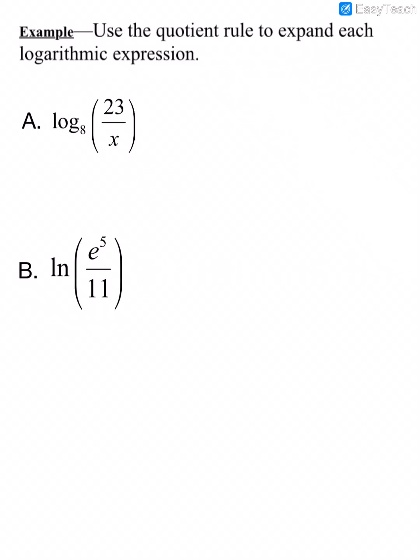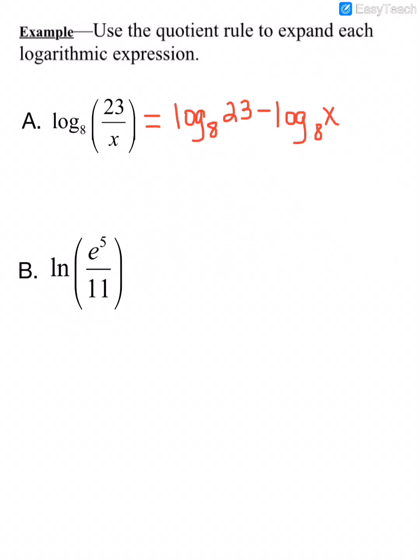And it does matter which one goes first. Whatever the numerator is, that needs to go first. And again, we write whatever the log and the base is with each part. So this would be log base 8 of 23 goes first, minus log base 8 of x. We can't simplify either of those, so that's our answer.